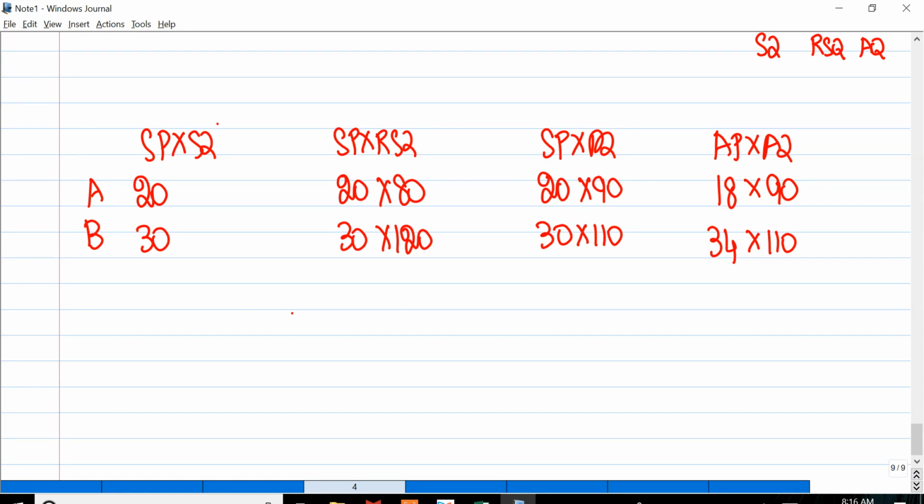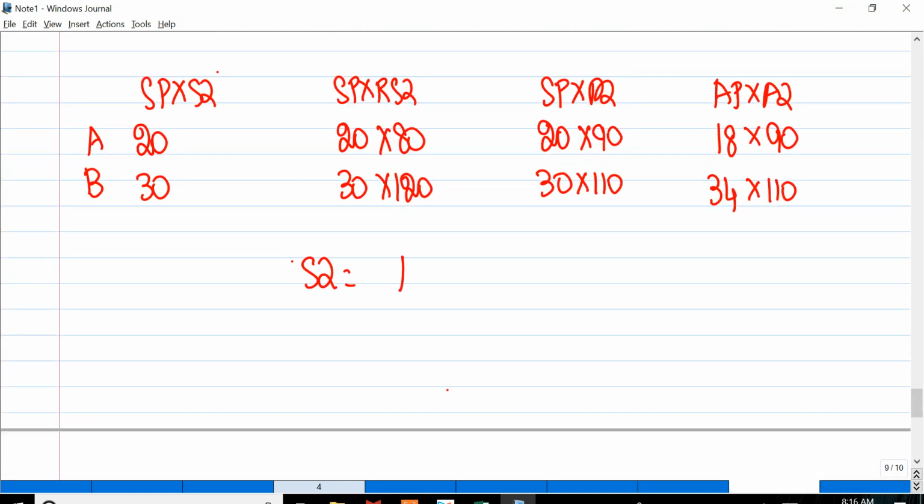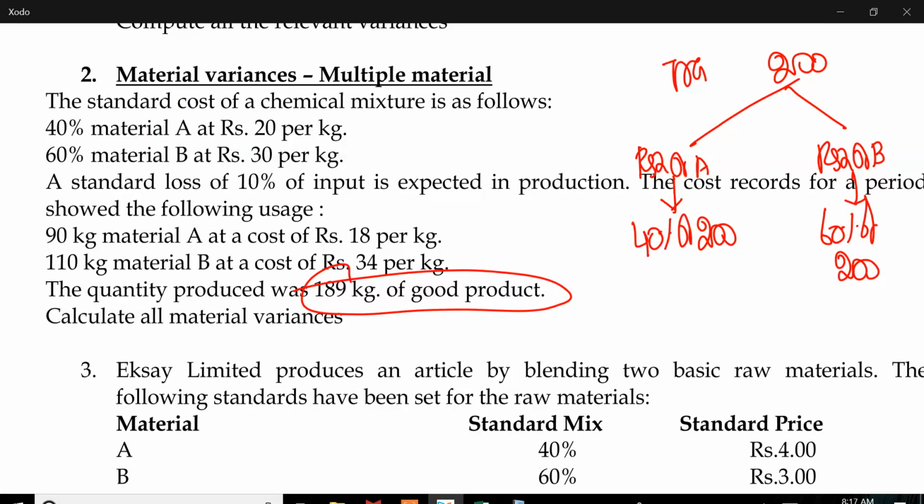Any doubts on this? Next, point number 2, calculation of SQ. Now write SQ equal to actual output into input by output. How many units have been produced? So what is the actual output? Is it 189 or is it a different number? That's 189. You are not going to bring your loss aspect into that. Your production is 189. Where is that loss going to come in? As input output.